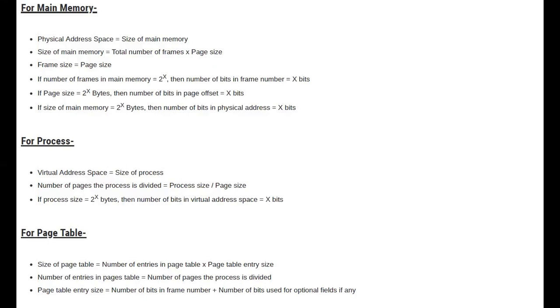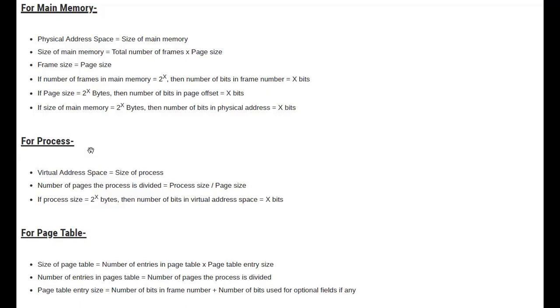If the size of main memory is equal to 2 raised to the power x bytes, then the number of bits in physical address is equal to x bits. Physical address consists of the frame number and the offset. So in total, if you are having x bits, you can say 2 to the power x is the total size of the memory. This is all about the main memory.